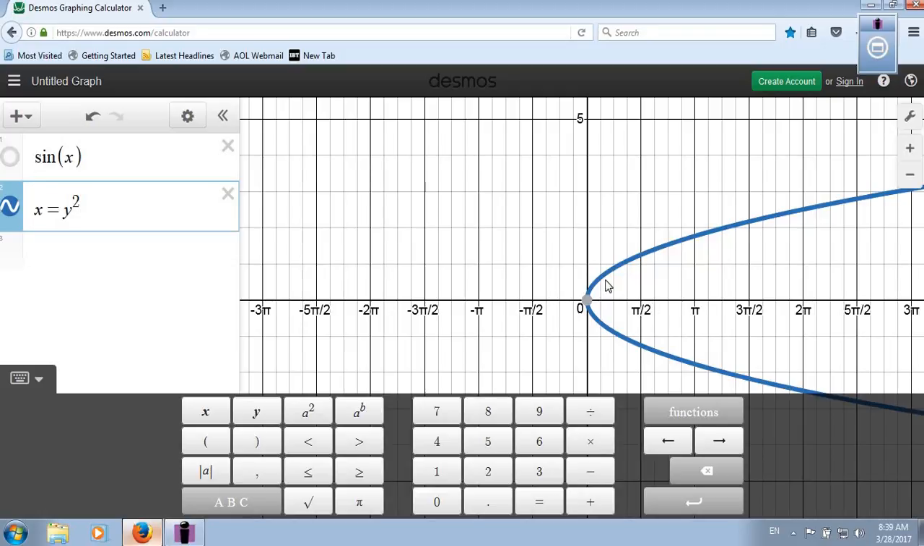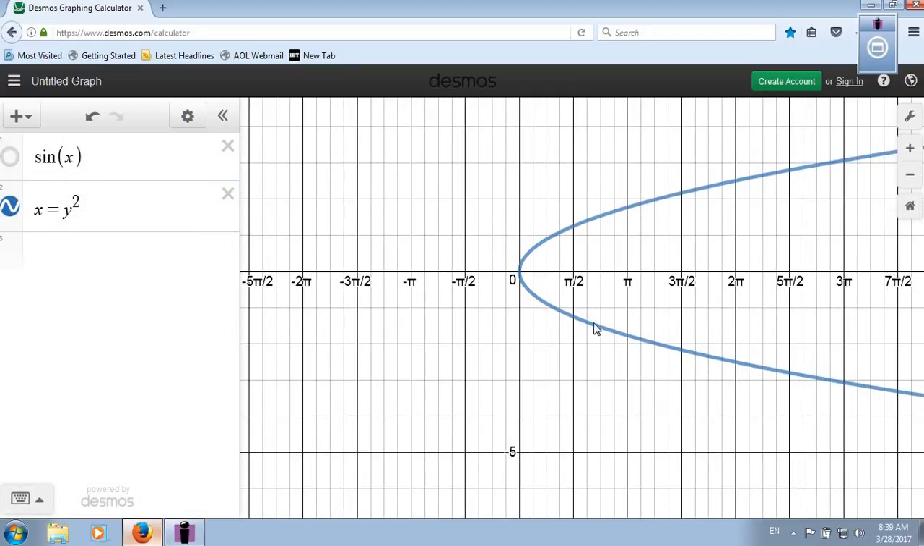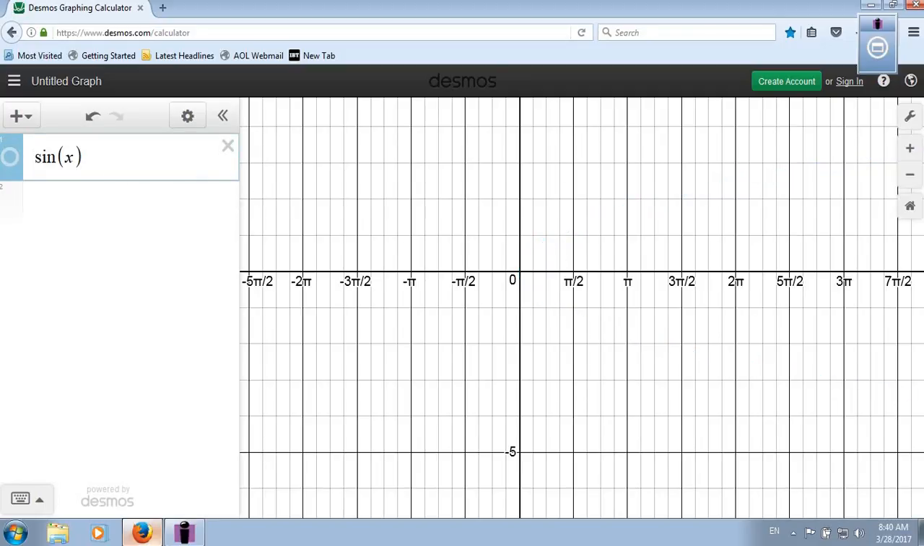Now, this is not a function. This graph does not pass the vertical line test. As you can see, if I draw a vertical line here at pi over 2, it will pass the graph first at the top and a second time at the bottom. So it passes more than one time, so this is not a function. The vertical line test determines whether it's a function or not. Now sine, of course, is a function. It passes the vertical line test.